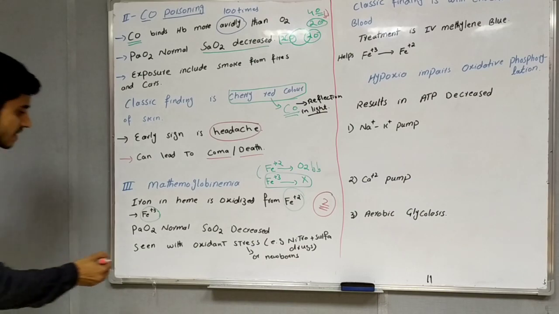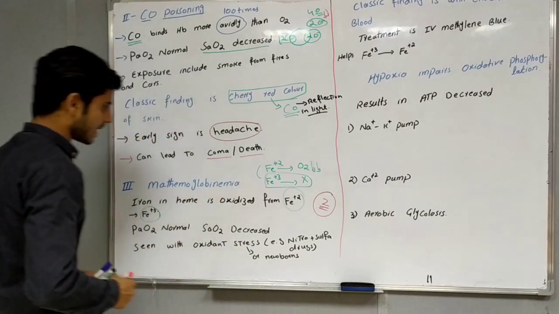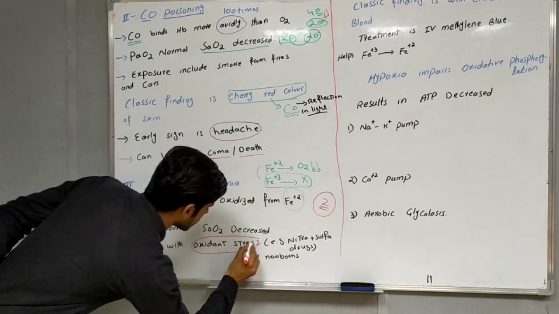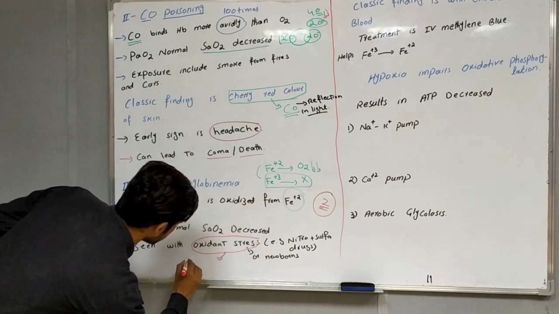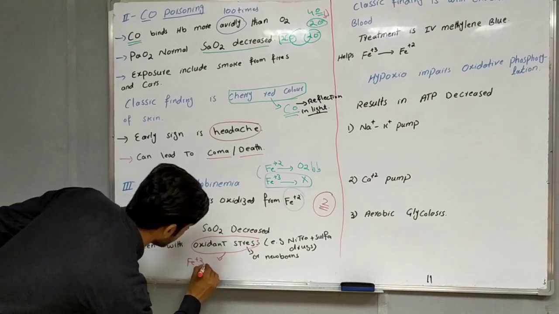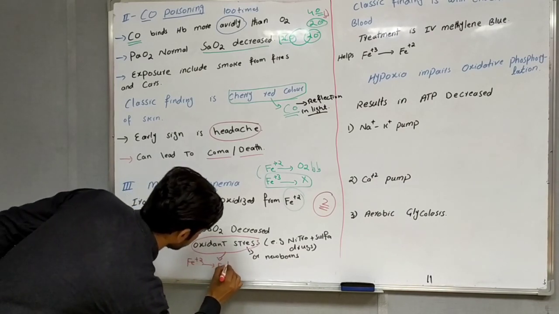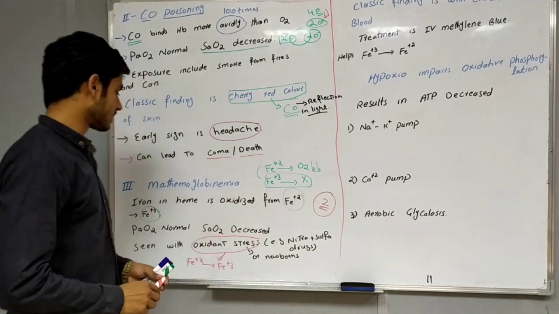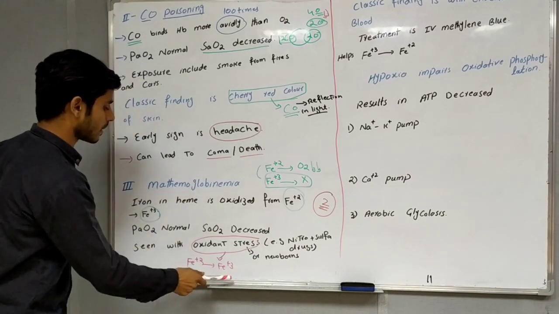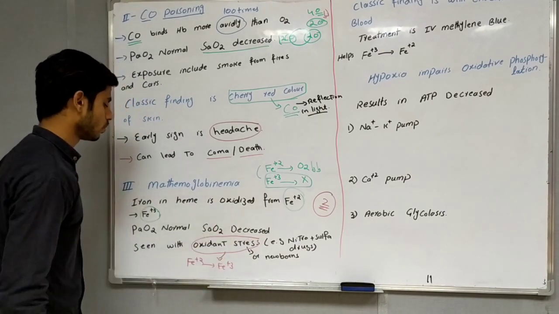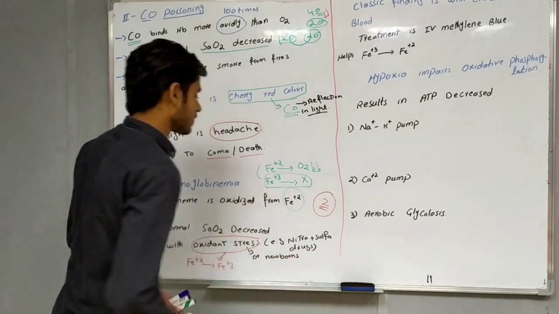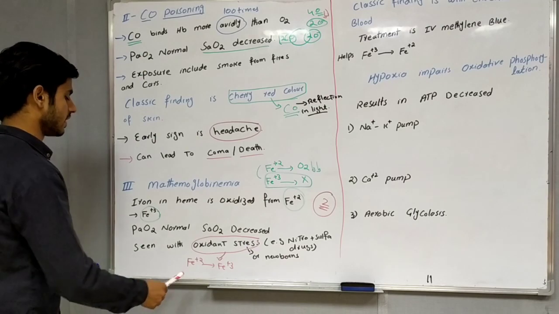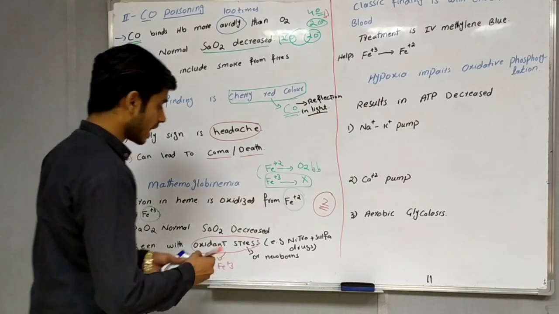Next, it is seen with oxidative stress. What is this oxidative stress? These are the agents which cause the oxidation of Fe+2 into Fe+3. When the iron changes from plus 2 to plus 3, it causes a decrease in SaO2. Examples are nitrates and sulfur drugs. So nitrates and sulfur drugs are also oxidative stress agents that cause the oxidation from Fe+2 to Fe+3. And it is also seen in newborns.